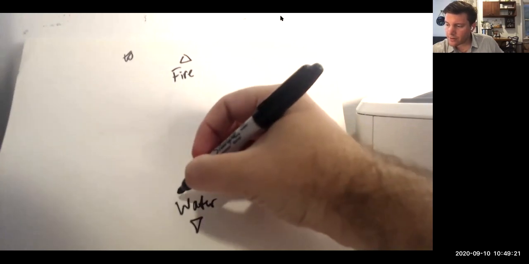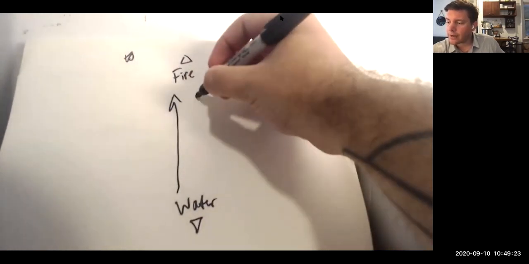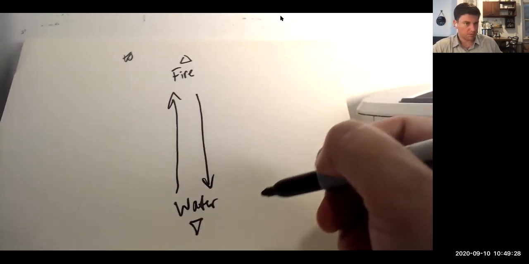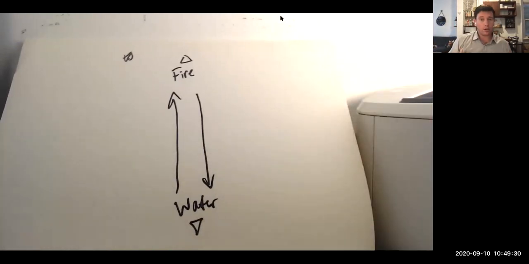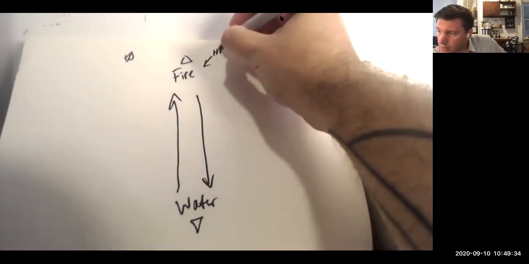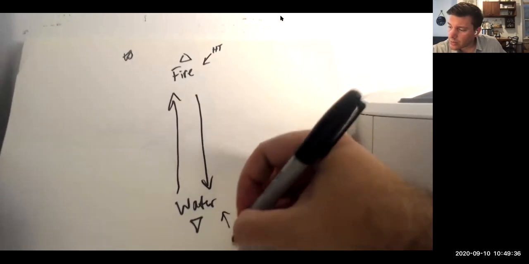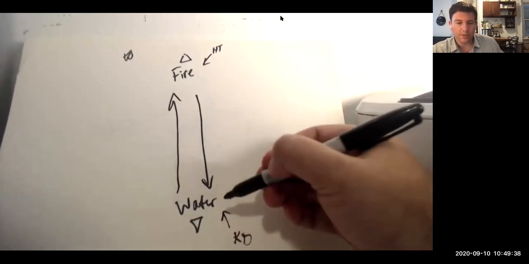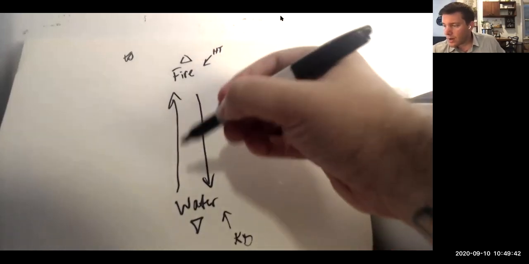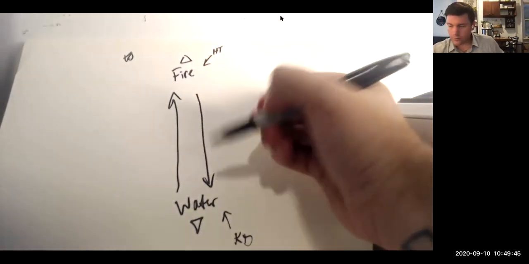We need to be able to get from water to fire and back. This is yin and yang transforming into each other. This is what happens consistently in the body. Within our organs, this would be the heart up here, and this would be the kidneys down here, as holding our deepest reservoir of water and our highest reservoir of fire.